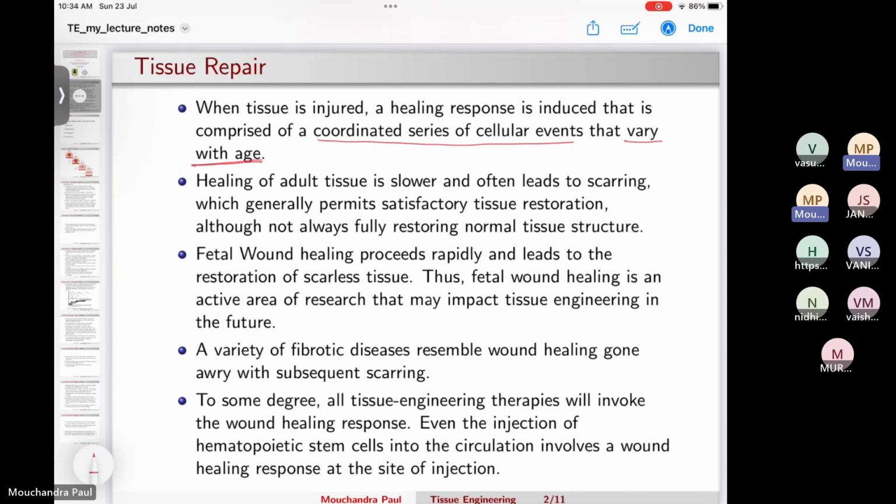The healing of adult tissue is slower, as I said, and it often leads to scarring. So when healing is done, we often see a very light colored line on our skin. That is the scar that has formed. So in adults, when the wound has repaired, in the end product you will usually see one scar. And the tissue function restoration is kind of satisfactory, and sometimes the normal tissue function is not at all restored, so it is not always fully restoring normal tissue structure. So some satisfactory healing takes place.